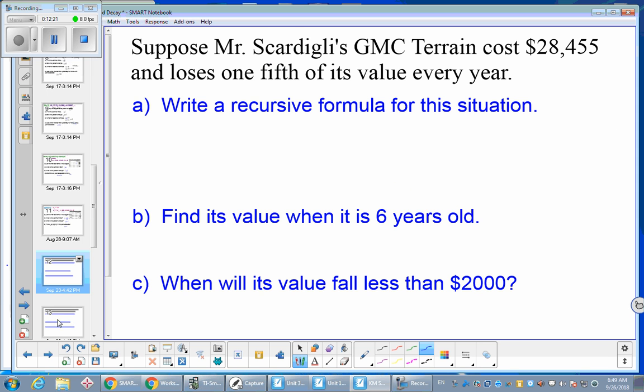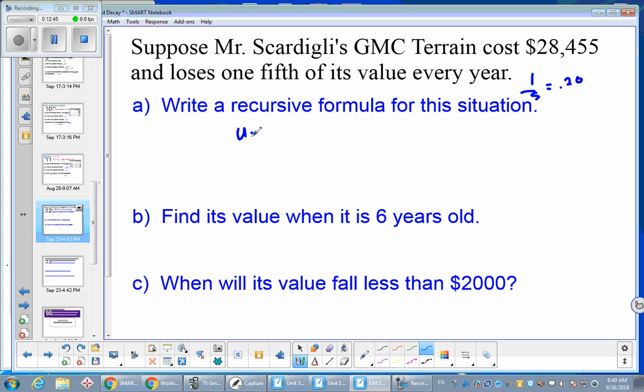Okay. All right, I got one more problem here. It's a word problem. So we have to talk a little bit about how we're going to get the ratio on these problems, okay? So suppose Mr. Critically buys a GMC Terrain and it costs $28,455. It loses 1/5 of its value. 1/5, if it's easier, is 20% or 0.2, okay? So we're going to have to write a recursive formula.